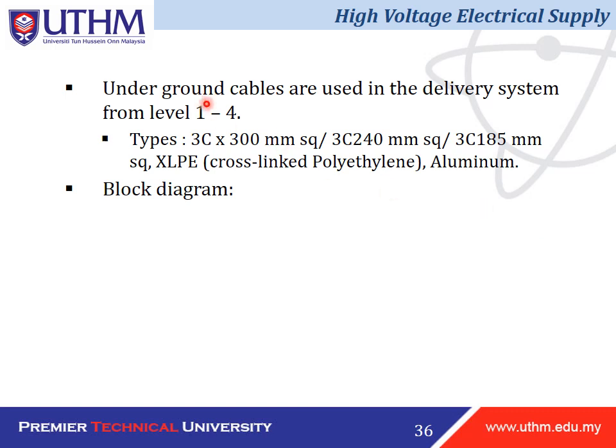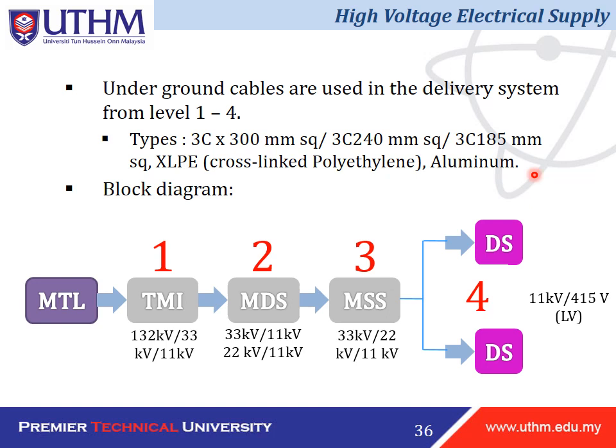Okay, for your information, underground cables are used in the delivery system from level 1 until level 4. The types of underground cable may be 3C times 300 millimeter squared and so on, as you can read by yourself. And then the block diagram of this system is from the main transmission line, go to the TMI, the transmission main intake, and then go to the second level MDS, main distribution substation, and then go to the third level MSS, which is main switching station, and finally distribute to the distribution station.